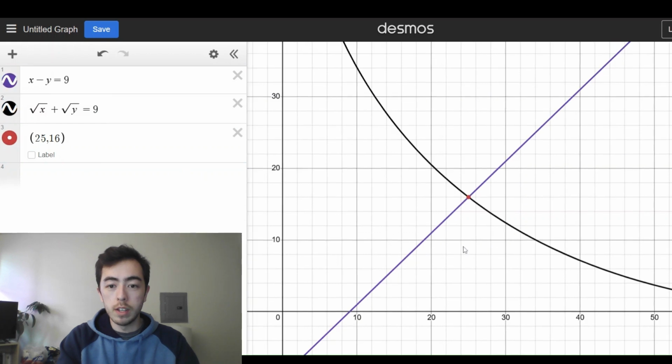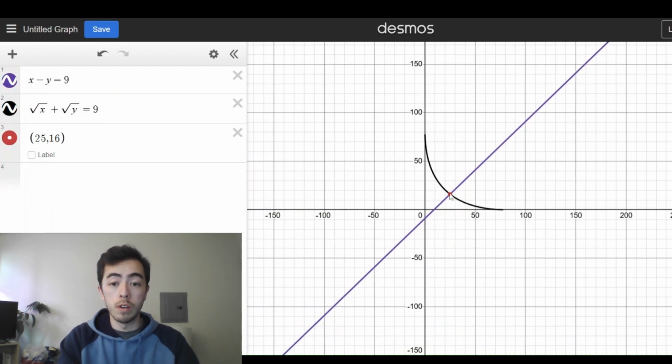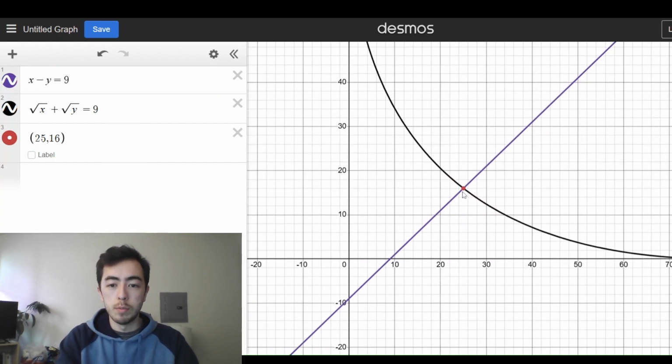So graphing it, you can really see that there's only one spot that the curve and the line are ever going to intersect, and it's specifically when x is 25. So there are 3 different ways to confirm that the one and only answer today is 25, and I'm feeling pretty good about this problem.